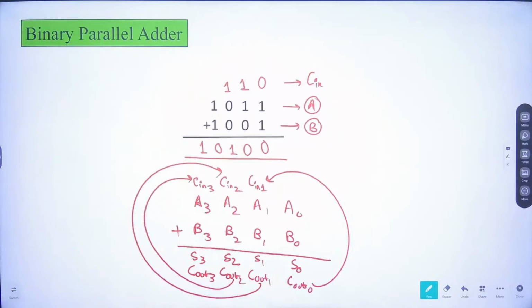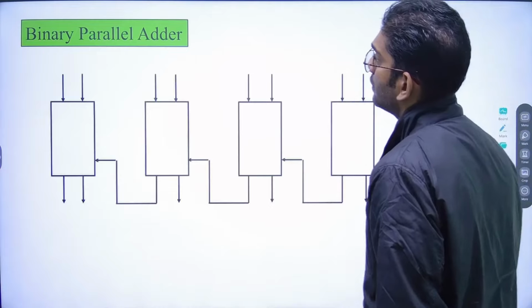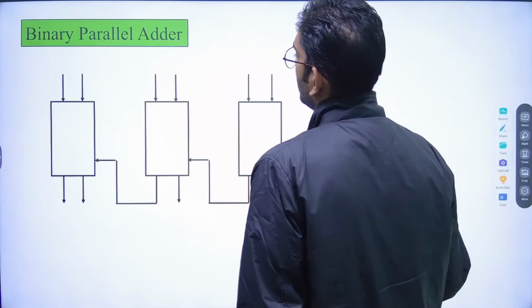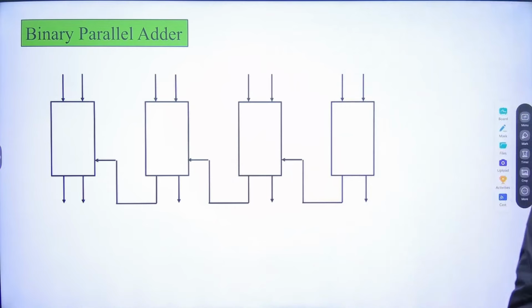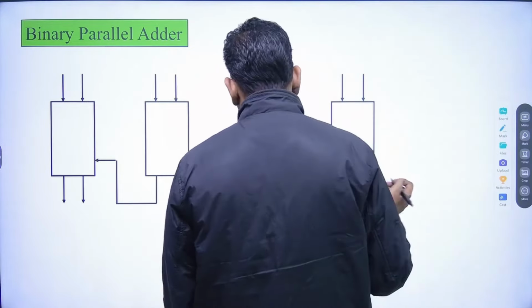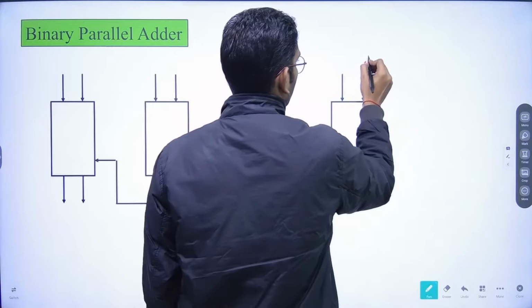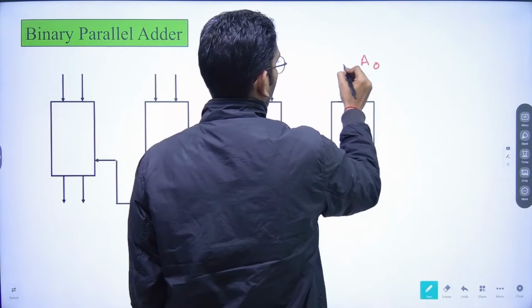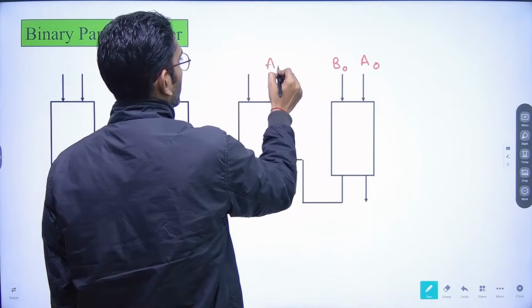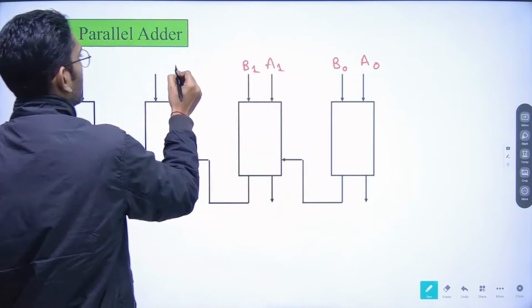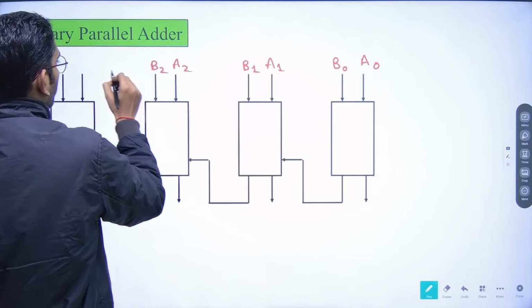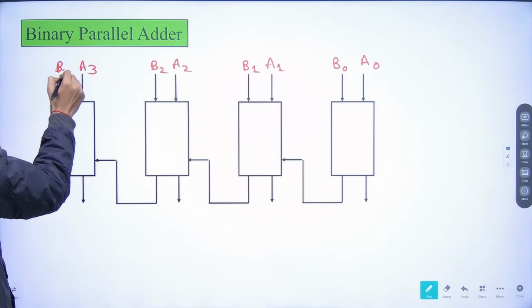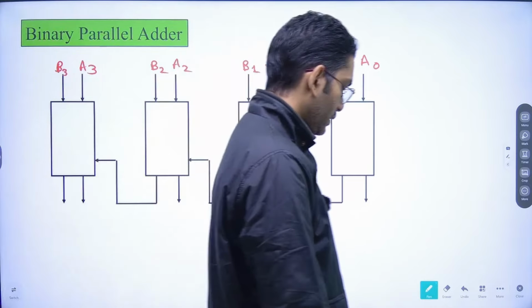Now, coming to the next slide, based on this I would explain to you the block diagram of the binary parallel ladder. Here you can observe that it is A0, B0, then A1, B1, then A2, B2, then A3 and B3.